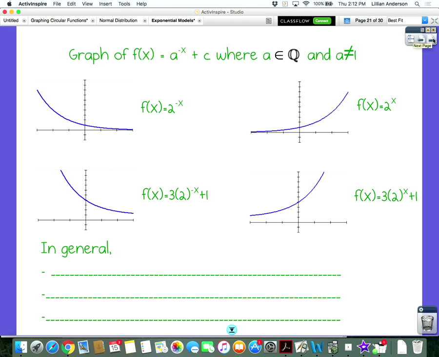So let's take a look at one last one. We have a to the negative x plus c. Now compared to the other ones, this was different. Why? It's a negative x. You have a negative in the exponent. If you look at these four graphs, okay, you have 2 to the negative x versus 2 to the x, and then you have 3 times 2 to the negative x plus 1 versus 3 times 2 to the x plus 1. Okay? But what do you notice? What do you notice about the ones that have the negative in the exponent? What are some things that you notice?